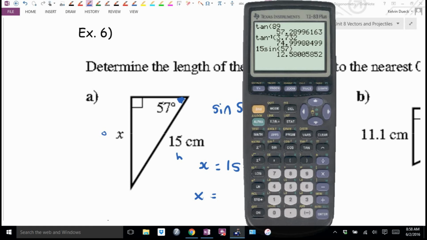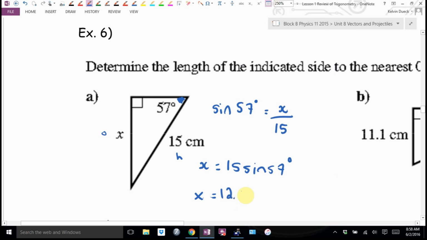$12.6. I think they said to the nearest 0.1, right? And I guess it's centimeters.